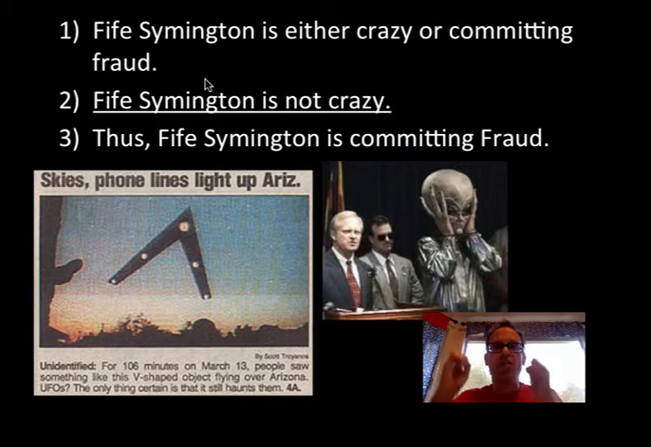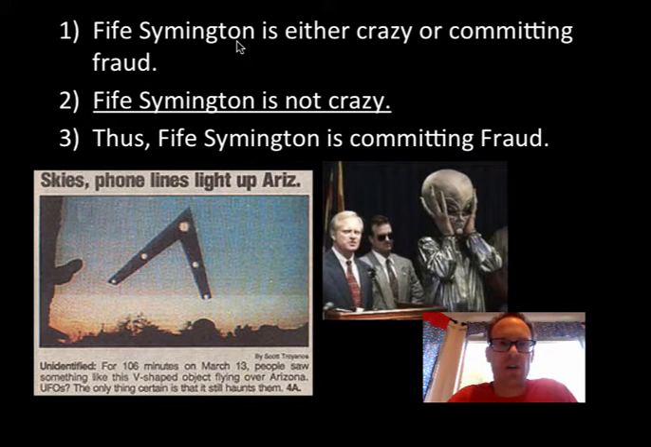So I'm going to just use that context to demonstrate validity and soundness. Okay, so let's talk about this. Fife Symington, remember he's the guy who saw the UFO, is either crazy because he saw the UFO or he's lying. He's committing fraud, right?